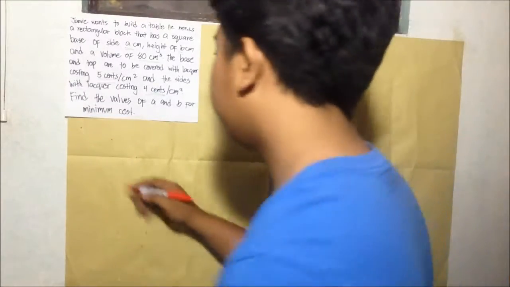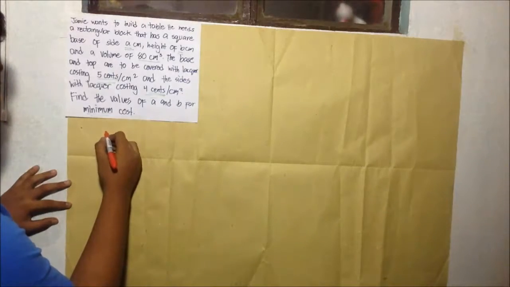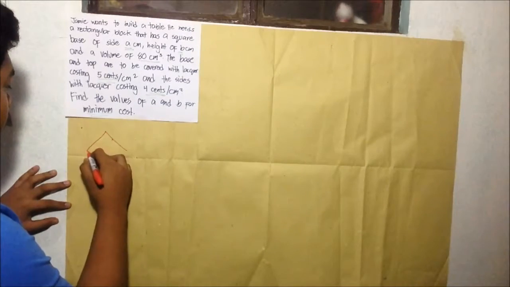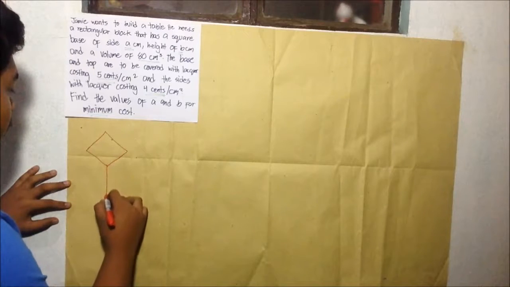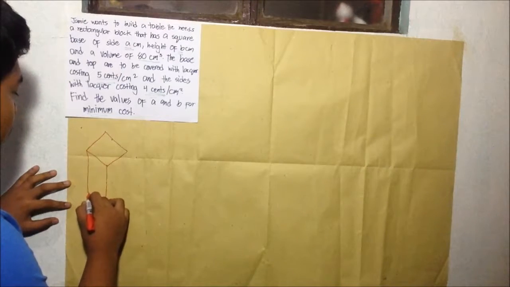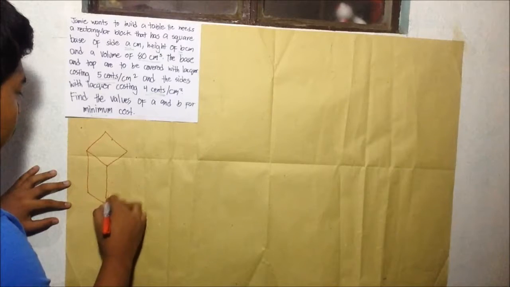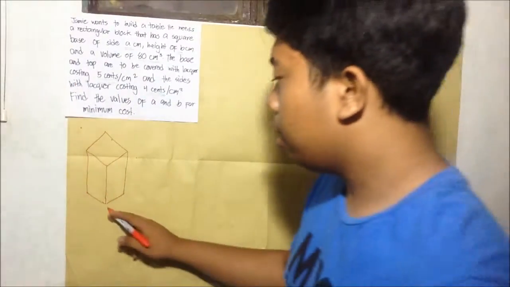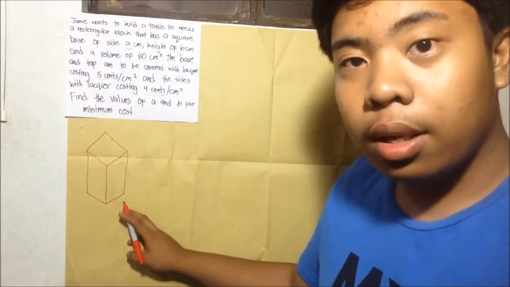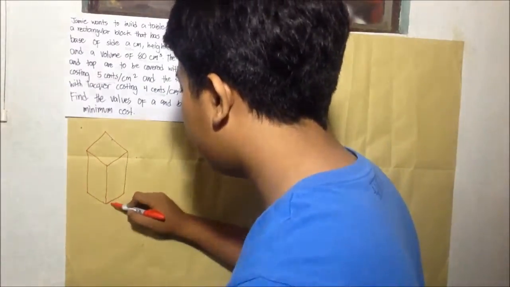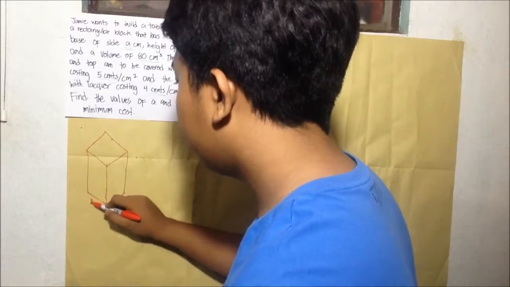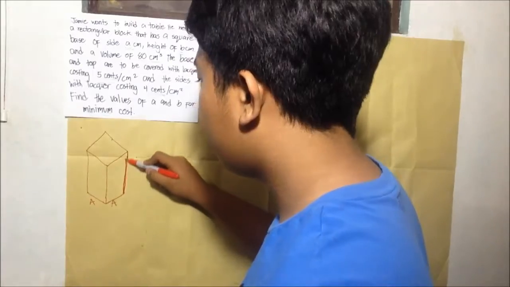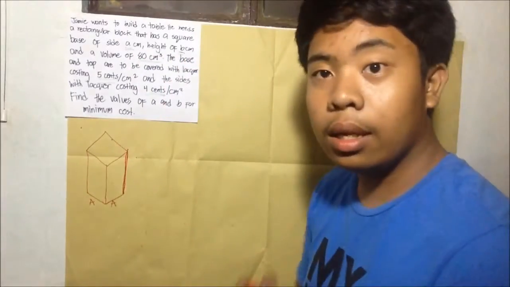So now we first draw the rectangular block. According to the problem, the base of our rectangular block is A cm, and this side is said to be B cm.